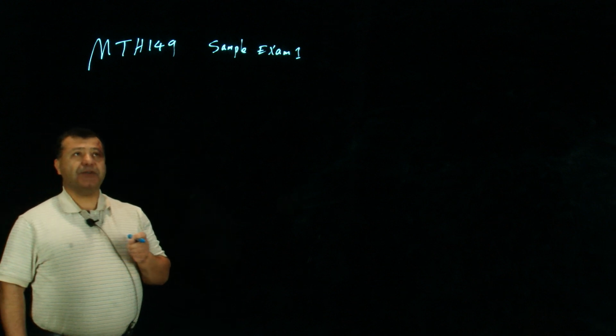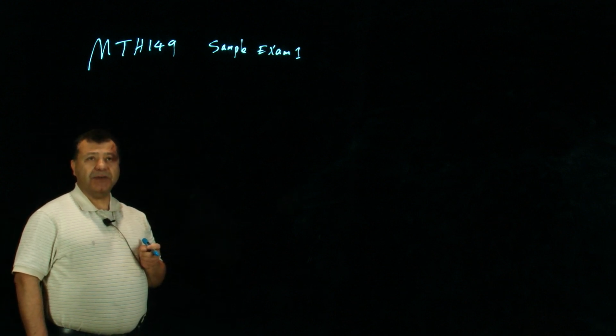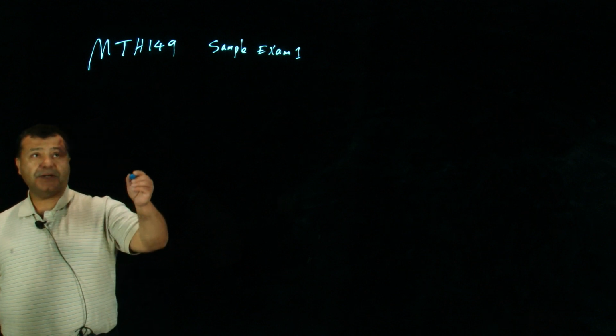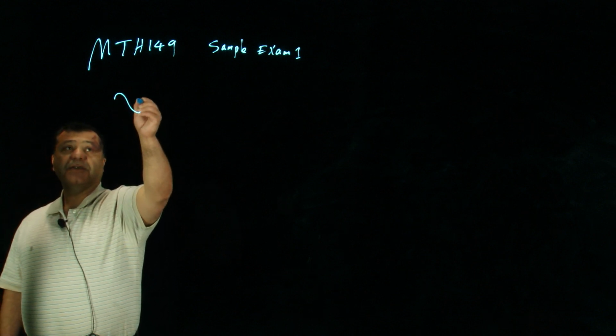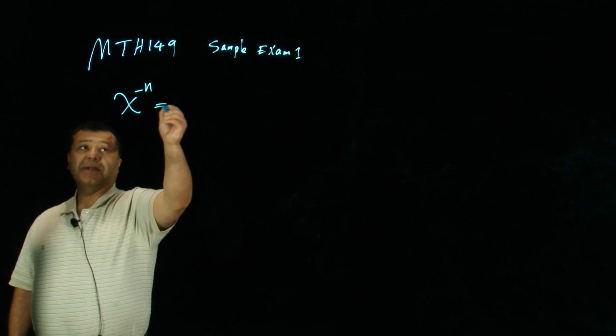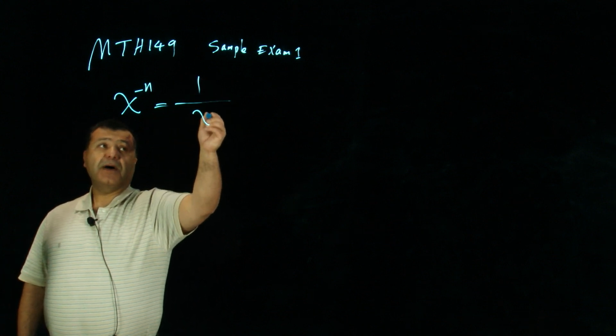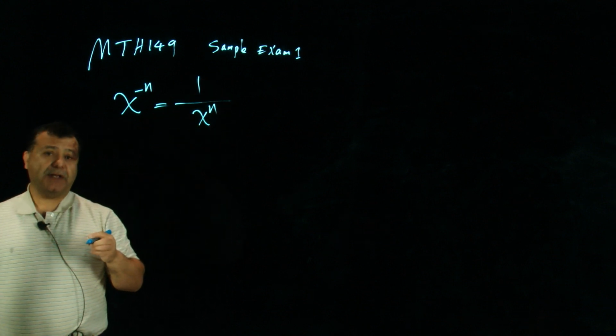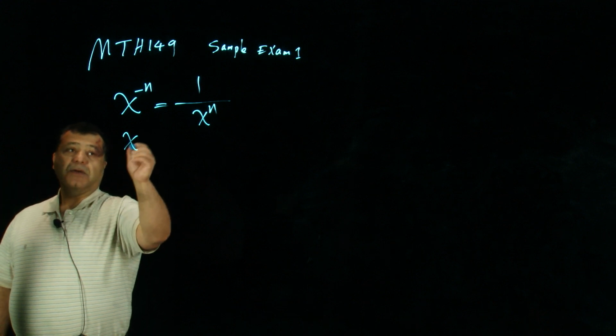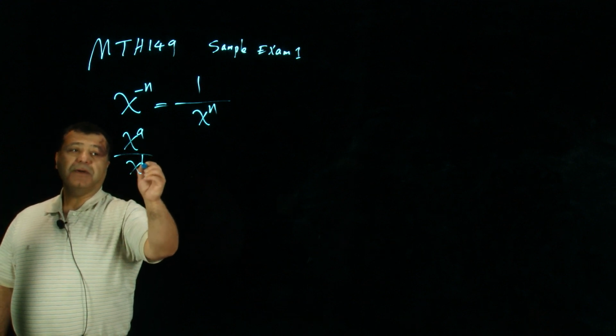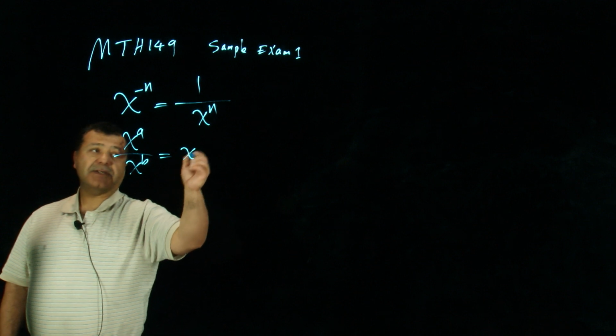But before we start going over limits and derivatives, let's just review some of the algebra that you're going to need. The first thing is the different rules of exponent. X to the negative n is 1 over x to the n. The division rule, x to the a over x to the b, is x to the a minus b.